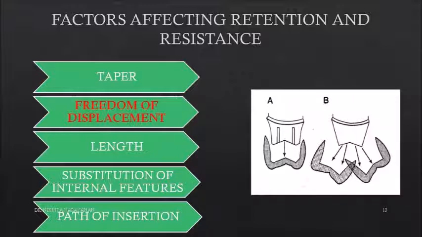Freedom of displacement again is inversely proportional to retention and resistance. That is, in order to increase retention, we need to limit the freedom of displacement, and this is achieved through limiting the path of insertion. So the tooth with a single path of insertion will be more retentive than one with multiple paths of insertion.